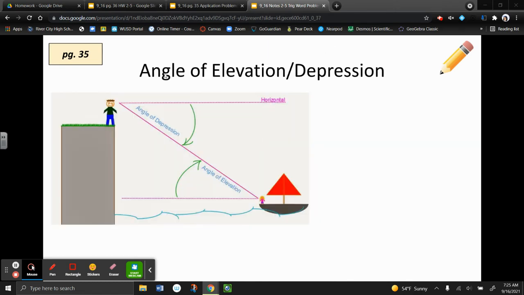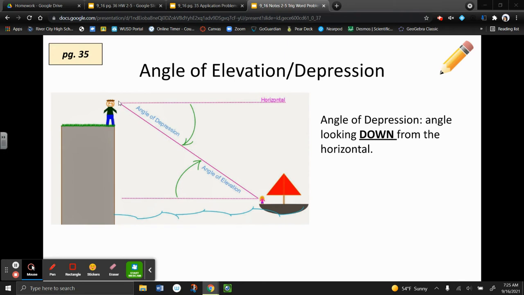There is a little bit of vocab involved in word problems though. Those two vocab phrases are angle of elevation and angle of depression. The angle of depression is the angle looking down from the horizontal. So if we have someone up above and here's the horizontal, the angle of depression is this angle looking down at an object on the ground. The angle of elevation is someone on the ground looking up, so that angle is the angle from the horizontal through the line of sight.